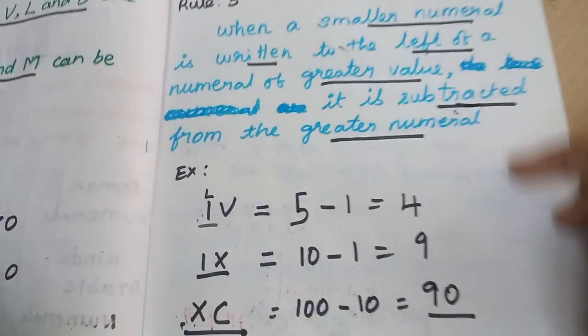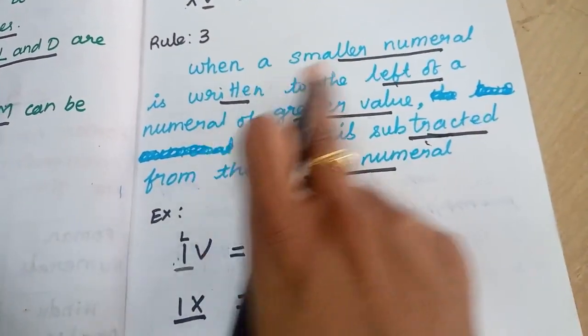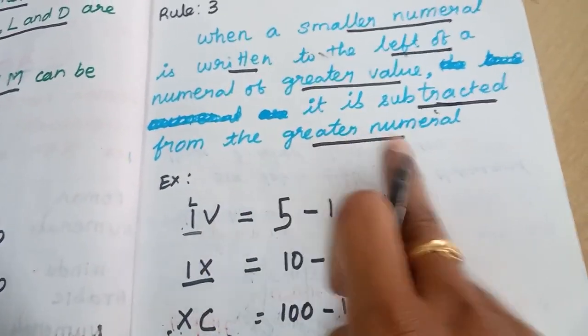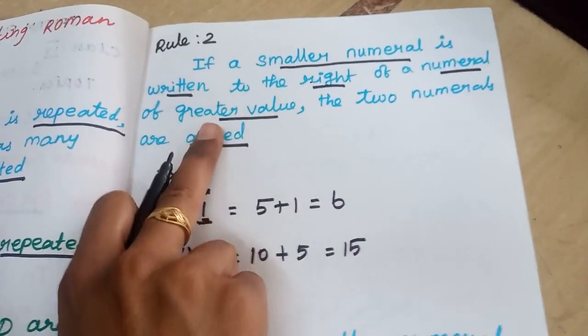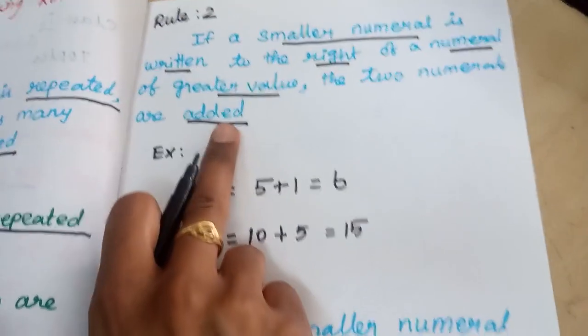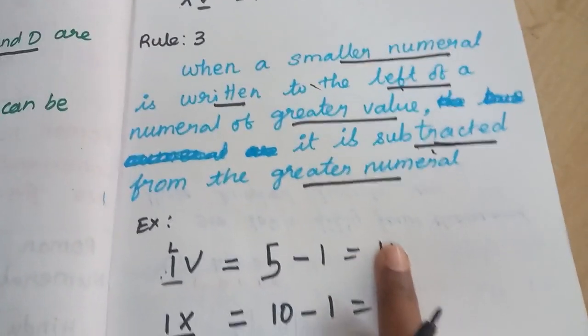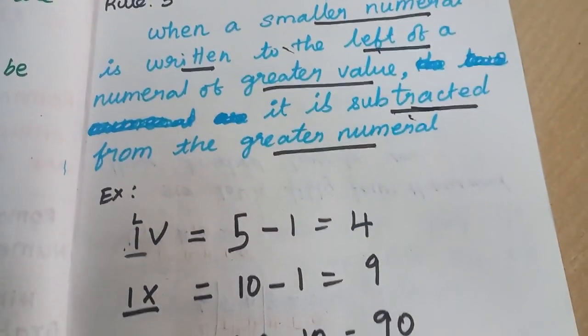Do you have any doubts? When a smaller numeral is written to the left side of the greater value, you have to subtract from the greater numeral. See the rule: if the smaller numeral is written to the right side of the greater value, you have to add. So this is rule 2, and this is rule 3. Shall we see rule number 4? That is the last rule.